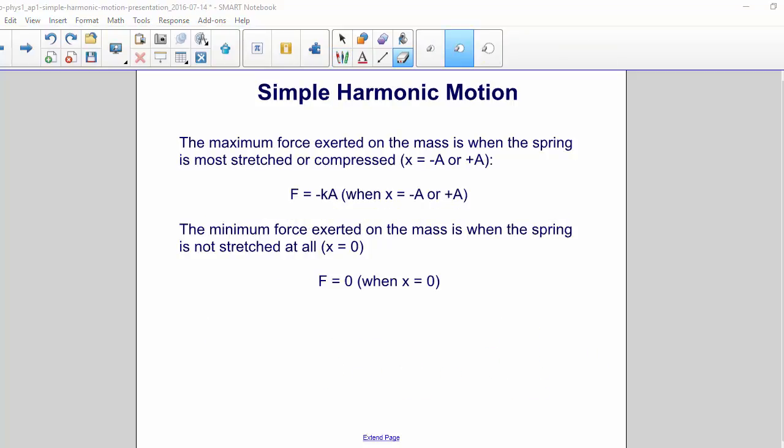The maximum force exerted on the mass is when the spring is most stretched or compressed, either at the positive or negative amplitude. The minimum force exerted on the mass is when the spring is not stretched at all, when x equals 0, when it is at the equilibrium point. If x is equal to 0, then F is equal to 0.